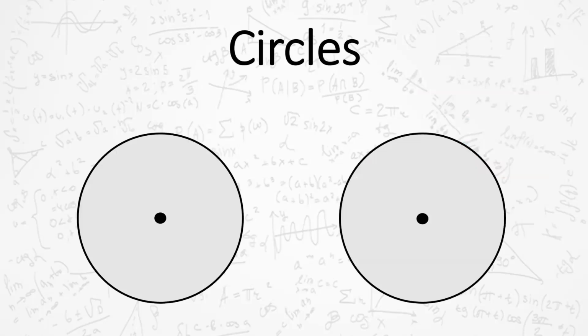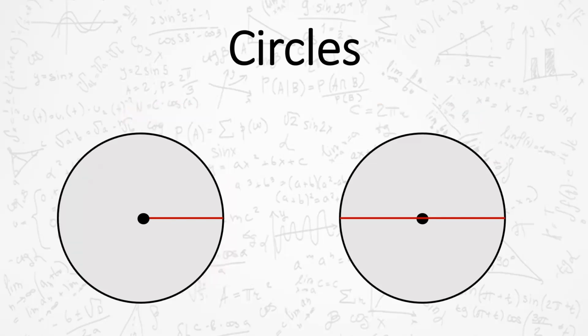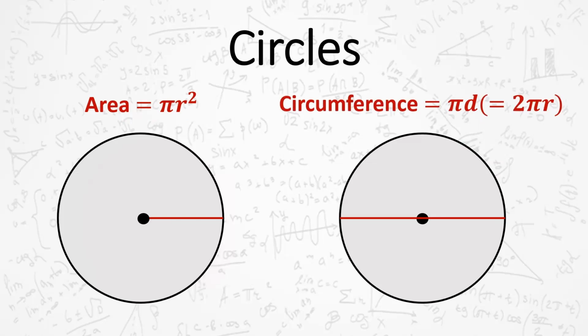Recap first. Basics of circles. Radius is half of the diameter and diameter is twice the radius. To work out the area of the circle, you need to use pi r squared. To work out the circumference of the circle, you need pi d or 2 pi r, because d is the diameter, which is double the radius, which is why we have 2r.